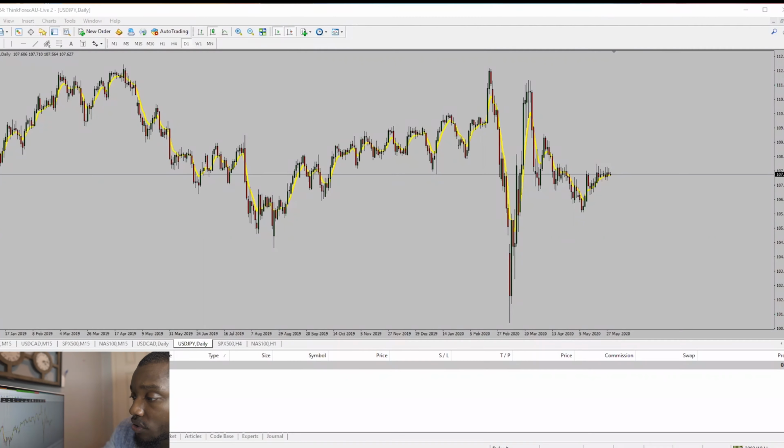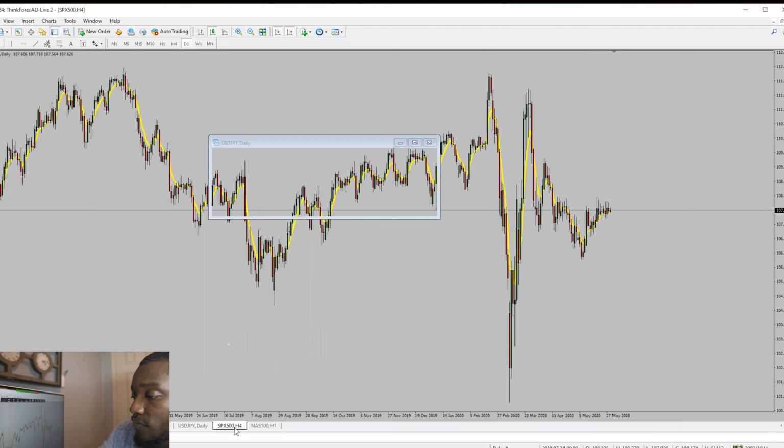Leonardo Fibonacci, the creator of the Fibonacci sequence. The Fibonacci sequence is a sequence of numbers where each number is the sum of the preceding two, starting from 0 and 1. So we're going to do the same thing. We're going to get on a S&P 500 chart. We're going to go to the 4-hour.